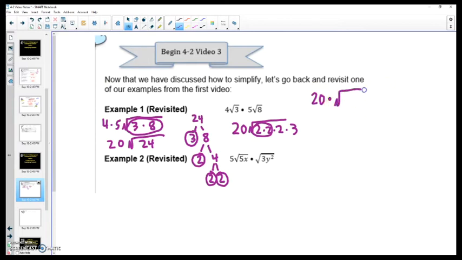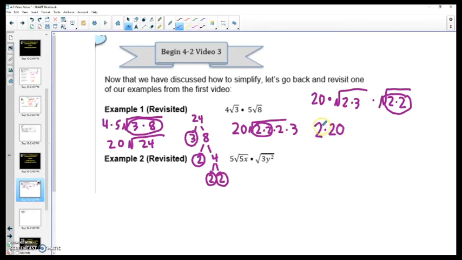So we take the square root of our non-square factors, which would be 2 times 3. And then we're going to take the square root of our square factors, 2 times 2. We are going to pull the 2's out. The square root of 2 times 2 is going to be 2. Now the thing that's going to be different here, we're pulling the 2 out, but we already have a 20 here. So all we're going to do differently is multiply those 2 together.